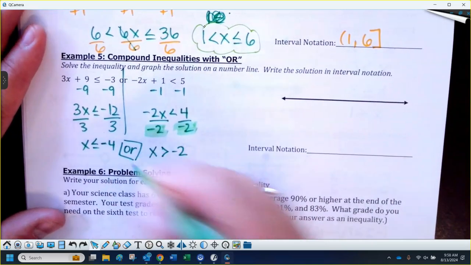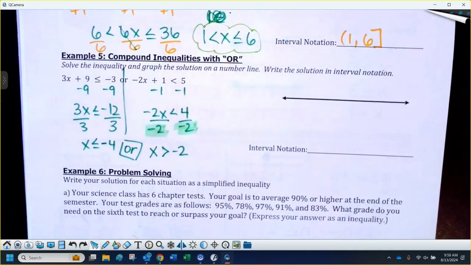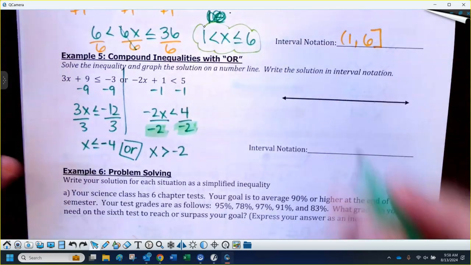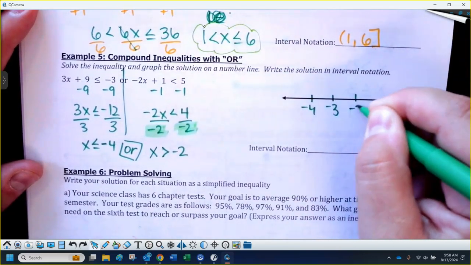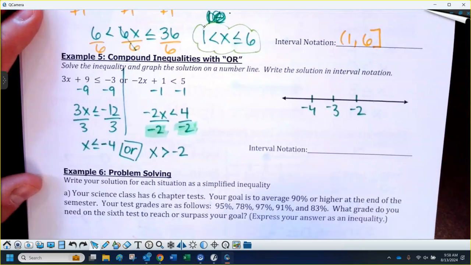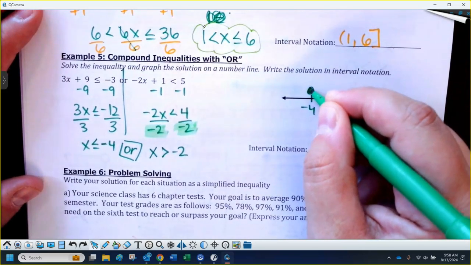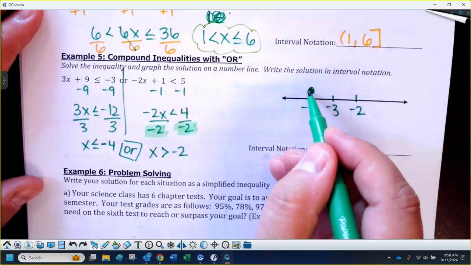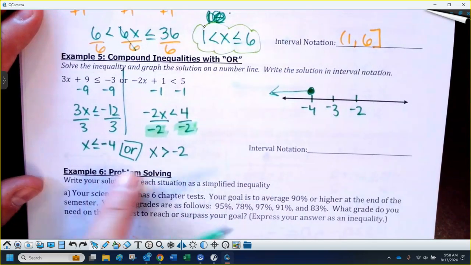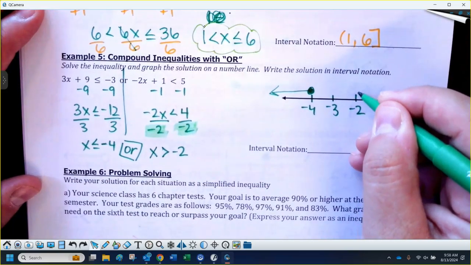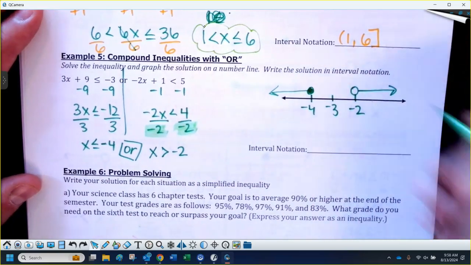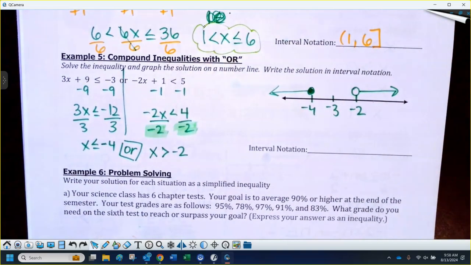This is an or statement, so I've got to satisfy one or the other. Unless it's a weird situation, these should point away from each other on the graph. So I'll just do negative 4, negative 3, negative 2. Just write a couple numbers in there. I should have a closed circle at the negative 4, and less than goes to the left. I've got my variable on the left in both of these cases, so I can follow the arrow if I need that to help me. And then x is greater than negative 2, so that one goes to the right, but these are going to point away from each other.